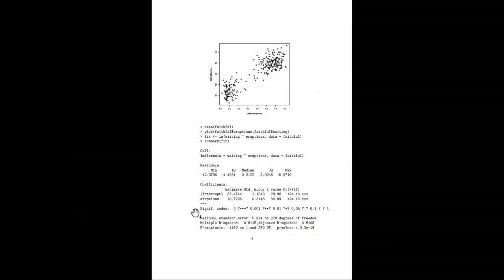And then you can get the proportion of the variation explained by the predictor. So in the R output, you can see that there is a multiple R squared. And this is 0.8115. This is the R square value.